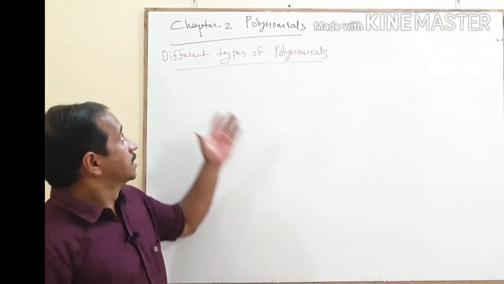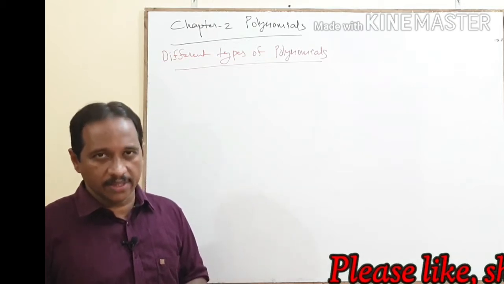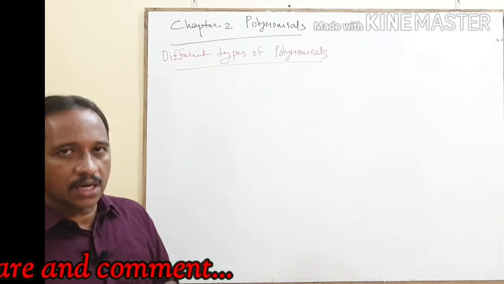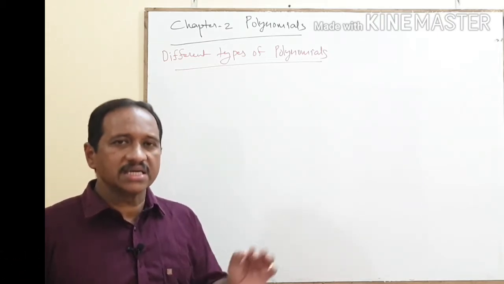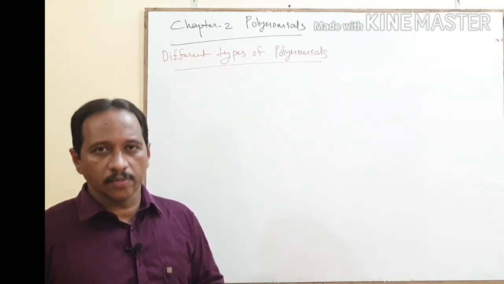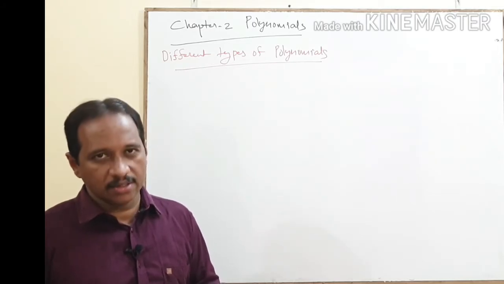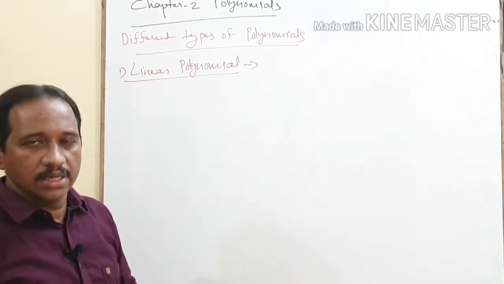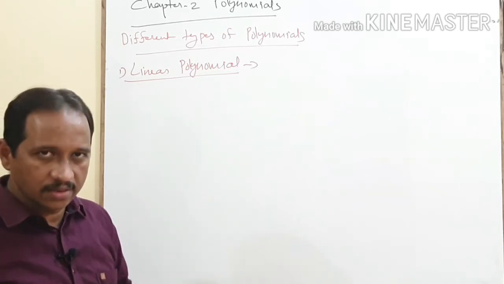Now, what are the different types of polynomials based on the degree of the polynomial? Based on the degree, polynomials are classified into linear polynomial, quadratic polynomial, cubic polynomial, biquadratic polynomial, constant polynomial, and zero polynomial. Let us see one by one. The first one is linear polynomial. A linear polynomial is a polynomial whose degree is 1.